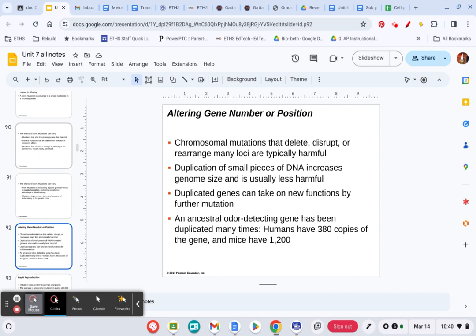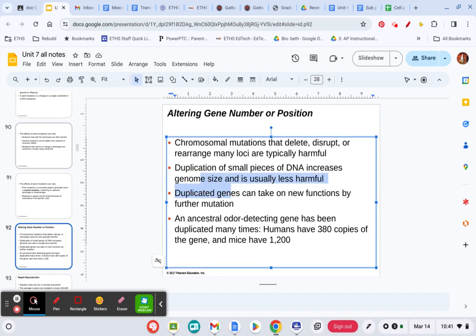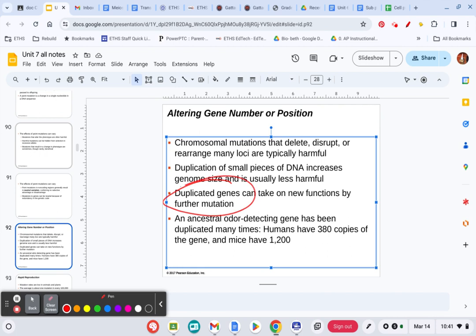And a lot of our DNA, if we go in, we can actually look at our DNA and we can find that a lot of it is duplicated. So we don't just have one gene for eye color or one gene for, a good example would be some enzyme that's responsible for something in cell respiration. We might have 20 or 30 copies of it.